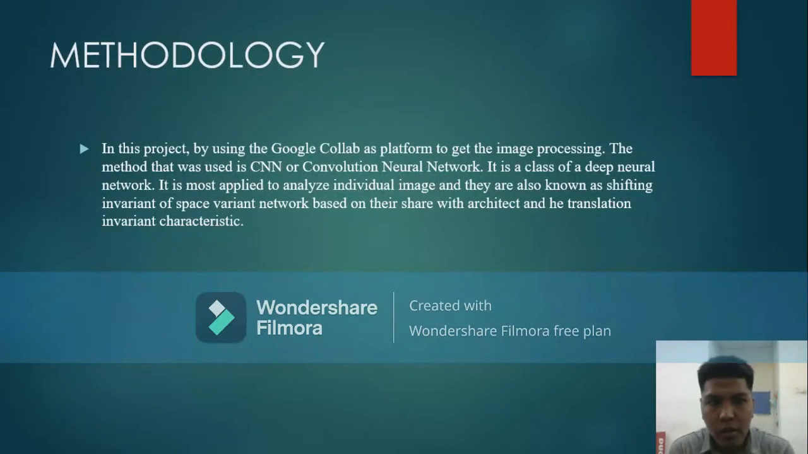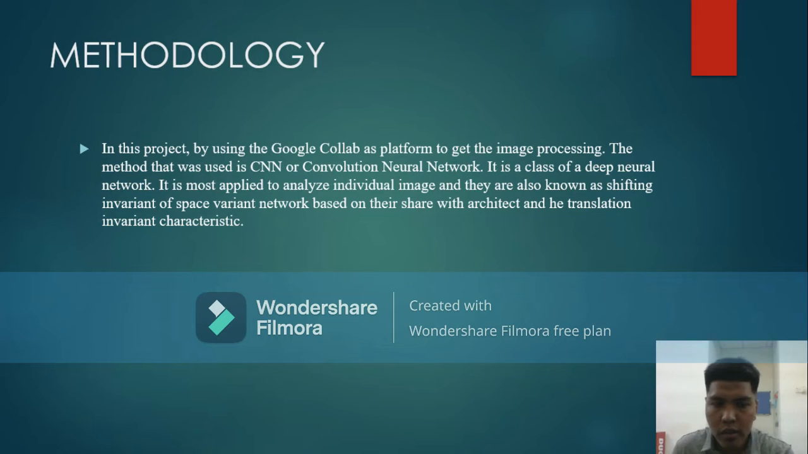Okay, for the methodology in this project, using Google Colab as the platform for image processing, the method that was used is CNN, or convolutional neural network. It is a class of deep neural network, most commonly applied to analyze images. They are also known as shift invariant or space invariant networks, based on their shared weights architecture and translation invariance characteristics.